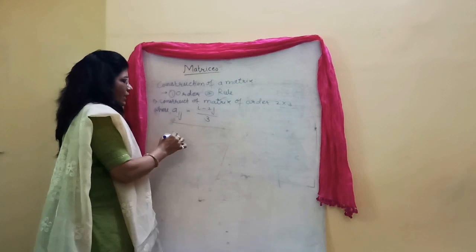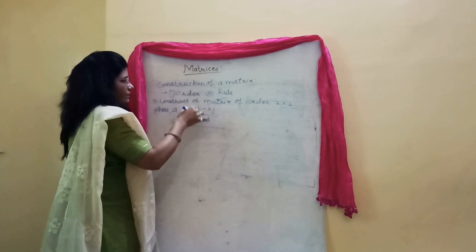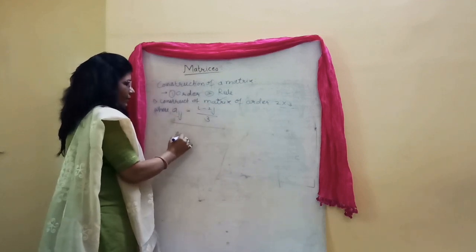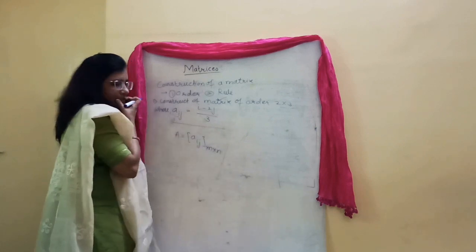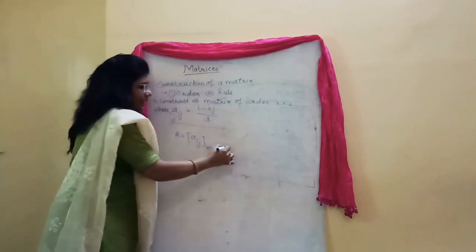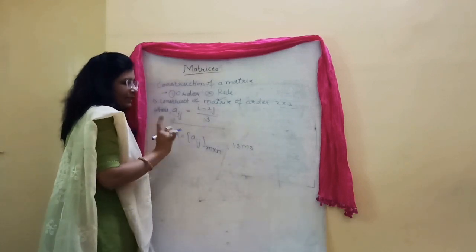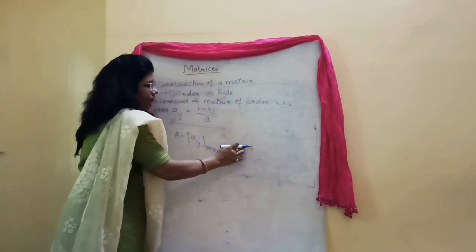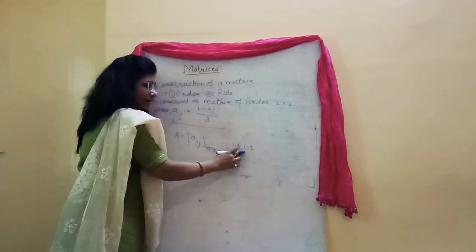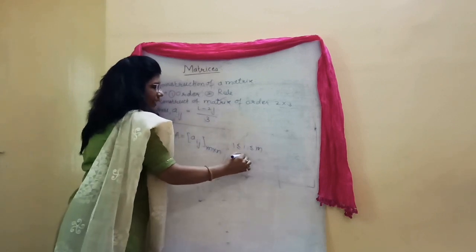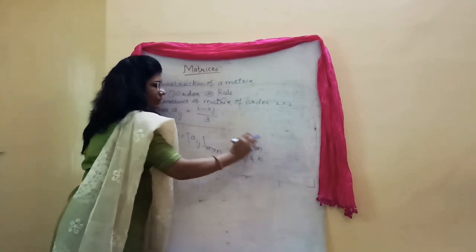Before going to see this construction, I will repeat one thing: for a_ij, if m by n is the order of a matrix, then the value of i will be greater than or equal to 1 and less than or equal to m, and the value of j will be greater than or equal to 1 and less than or equal to n.